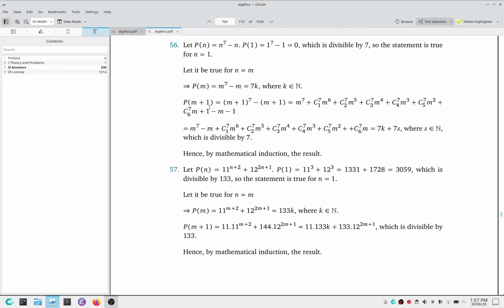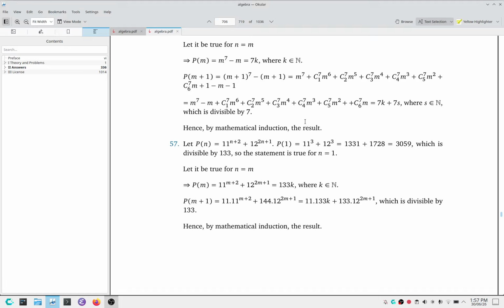We compute P(m plus 1), that is m plus 1 raised to the power 7 minus (m plus 1). We get m to the power 7 plus 7C1 times m raised to the power 6 and so on. This is the binomial expansion. And we get minus m minus 1, so this one will get cancelled. Now this will be m to the power 7 minus m. Now the rest will all contain a factor of 7, and thus we have 7k plus 7s, where s is in the set of natural numbers, which is divisible by 7, and hence by induction we have the result.